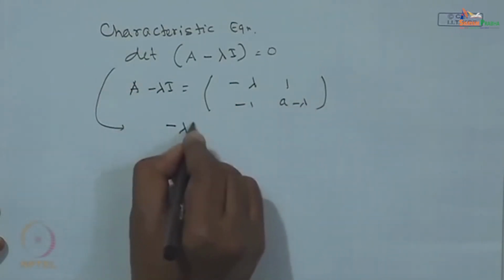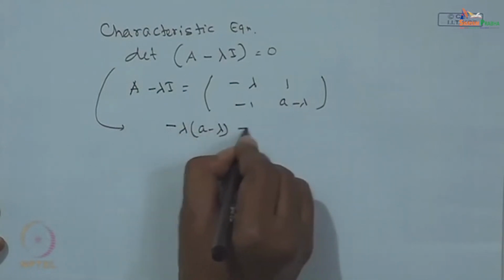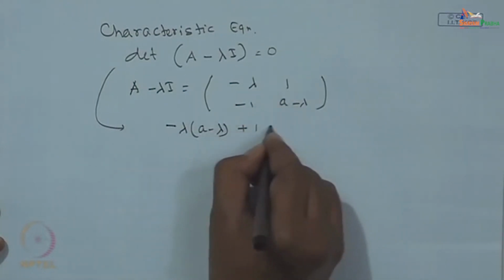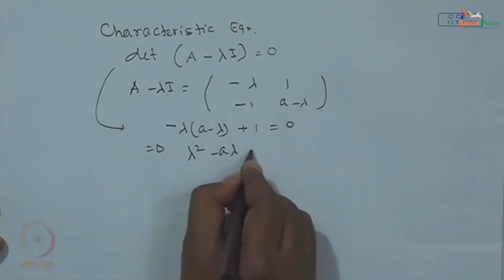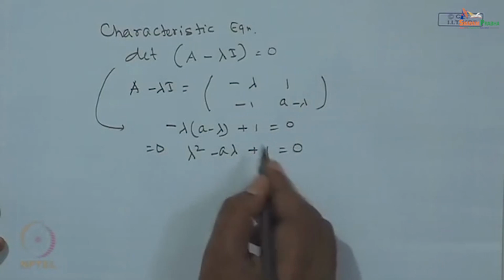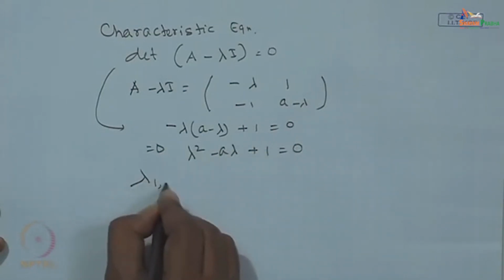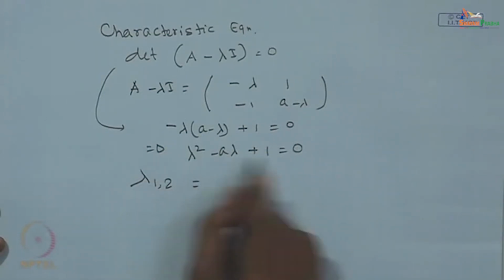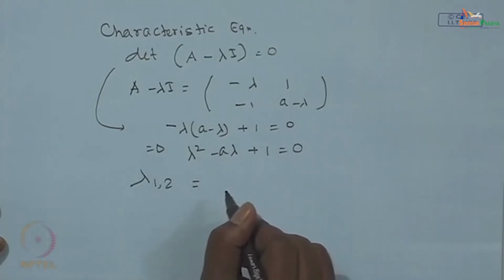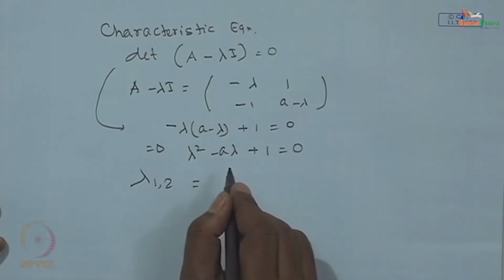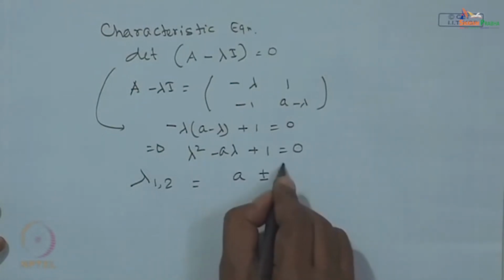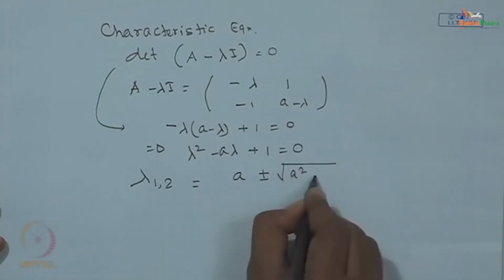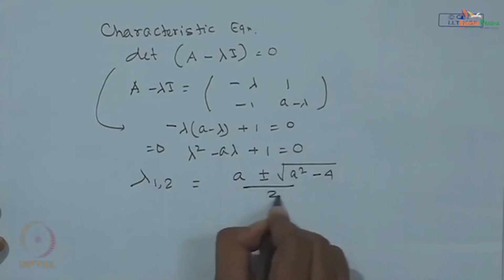So, minus lambda times (A minus lambda), minus minus plus 1, will be equal to 0. So, this will be lambda square minus A lambda plus 1 equal to 0. Now, if you look into the roots of this characteristic equation, which correspond to the two eigenvalues, this will be minus b plus minus under root b square minus 4, divided by 2.